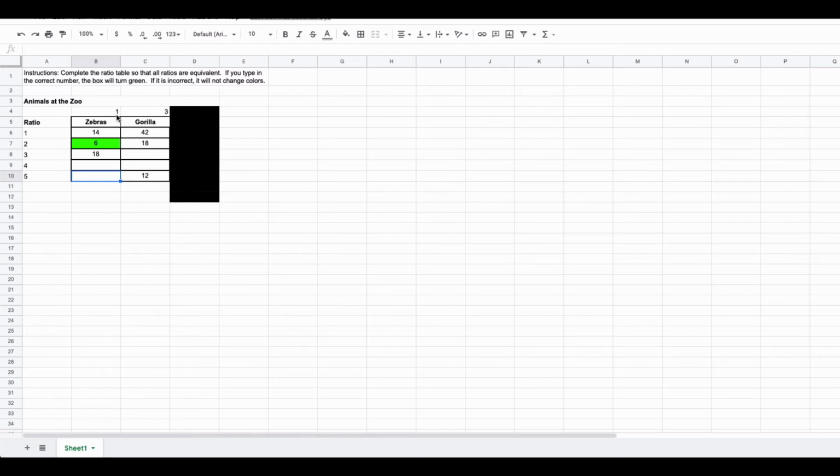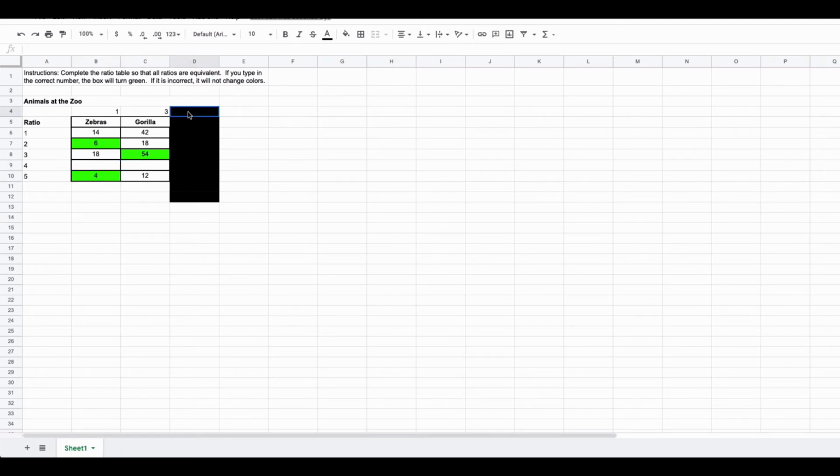The next jump is 1 to 18. Well, that's times 18. So 3 times 18 is going to be my next. And 3 times 18 is 54. And then lastly, to get from 3 to 12 is times 4. So 1 times 4 is 4.